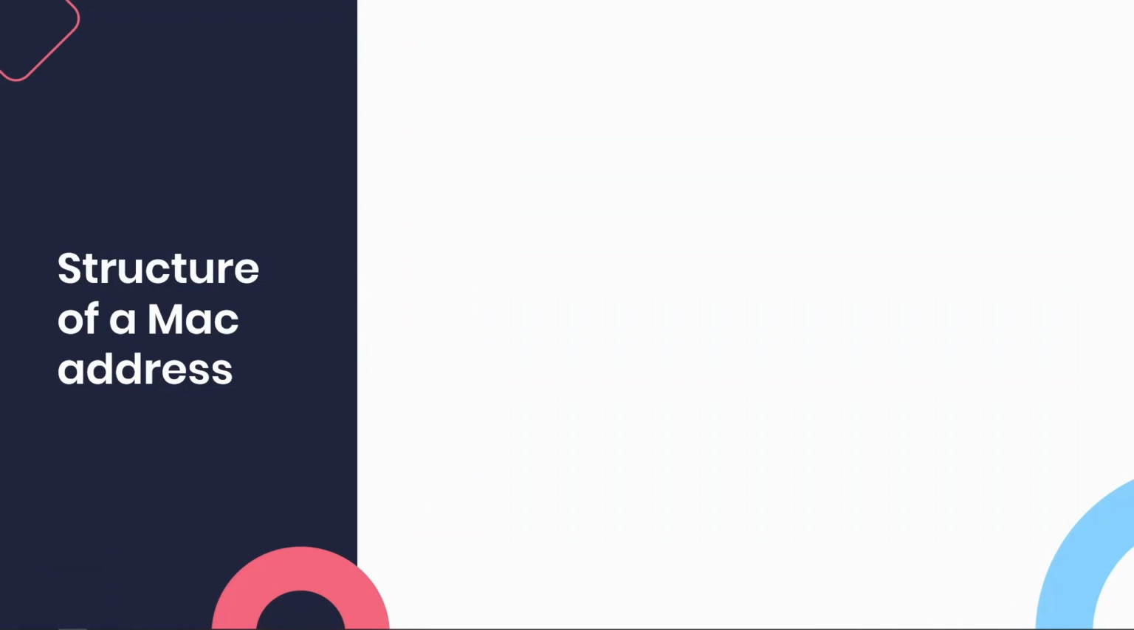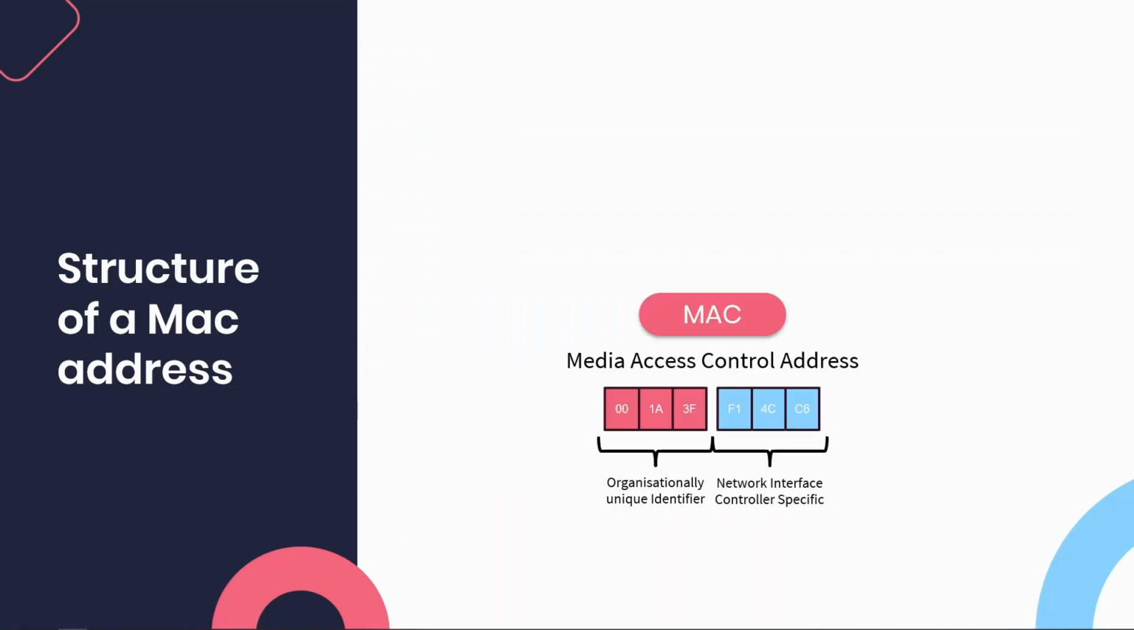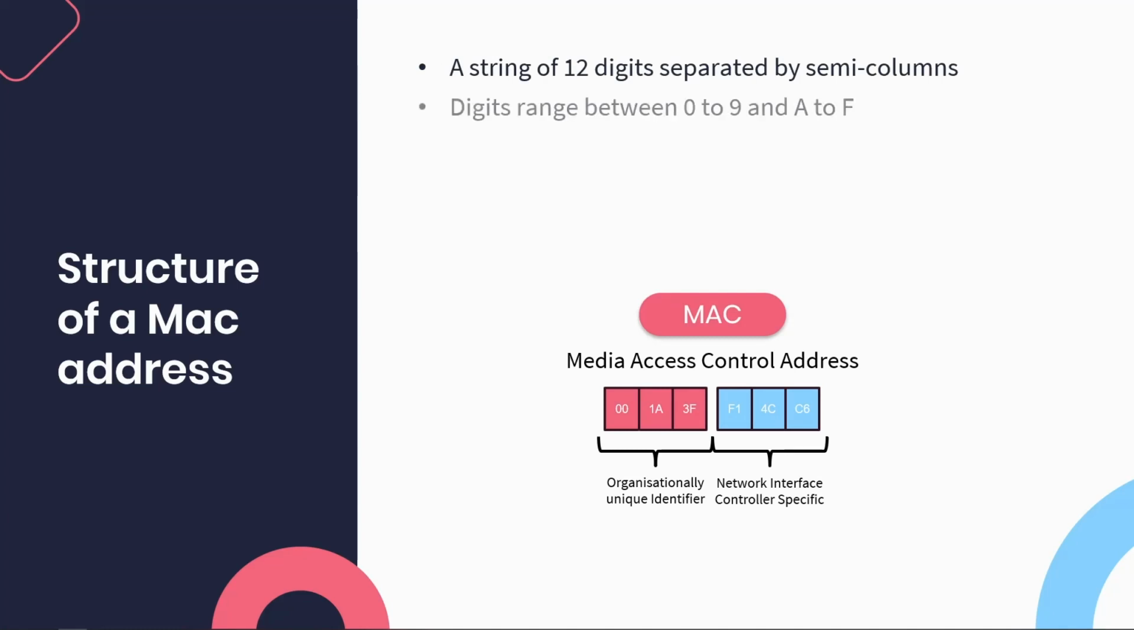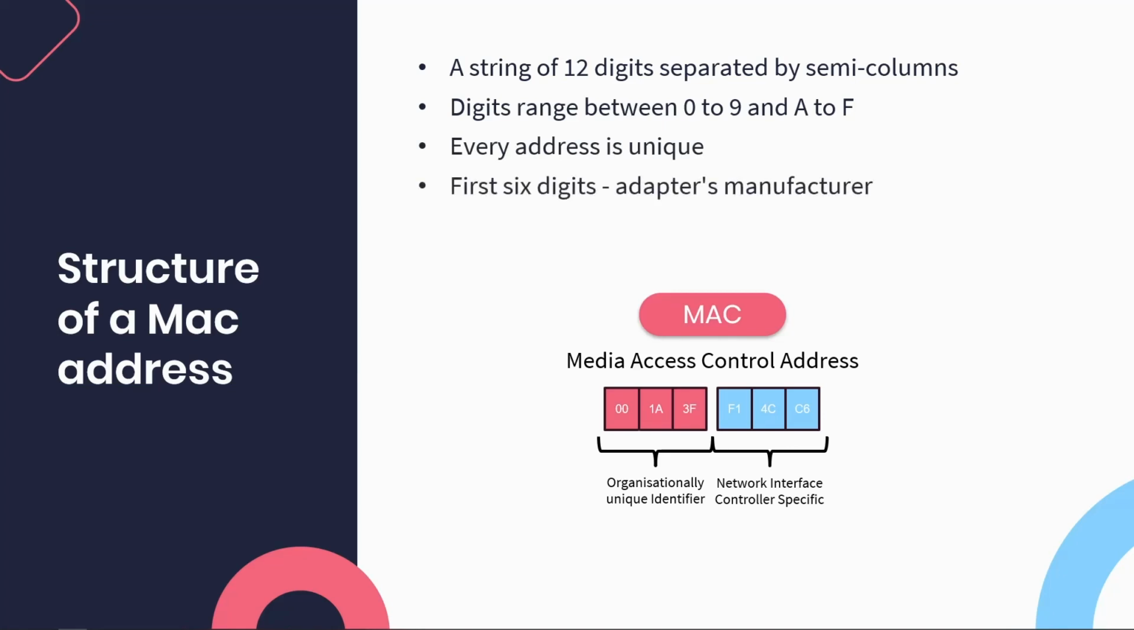Let's unpack a MAC address by looking at this example. A MAC address often comes as a string of 12 digits separated by colons. The digits range between 0 to 9 and A to F. Since MAC addresses are unique identifiers, every MAC address is unique. The first 6 digits of a MAC address represent the adapter's manufacturer, and the last 6 digits represent the identification number for that model of adapter.